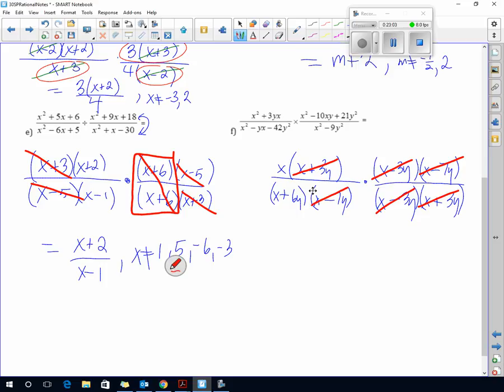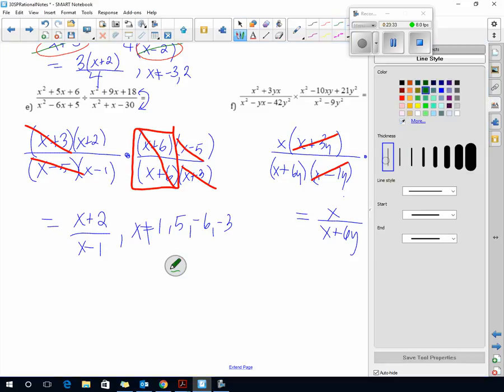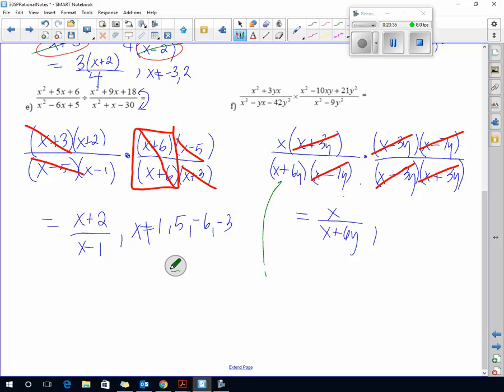Just so you know, this is going to be harder to find our restricted values here. So, okay, in order to find the restricted values, I'm going to show all my steps because I know this is going to be complicated. So this can't equal 0. So set it equal to 0 and solve. X plus 6y equals 0. So you move the 6y over, you get x equals negative 6y. So that means x cannot equal negative 6y.